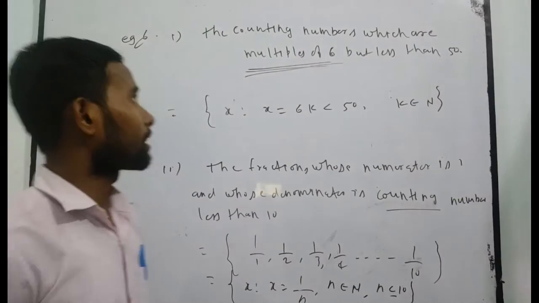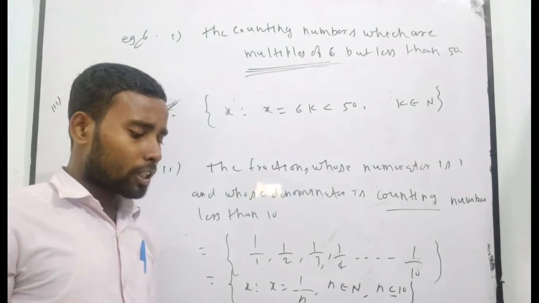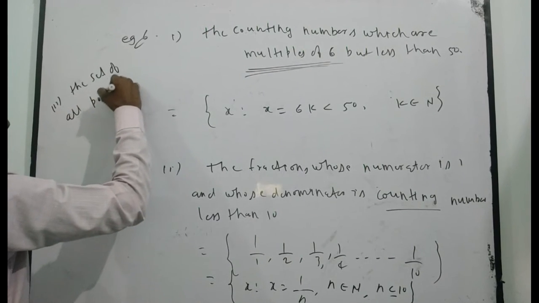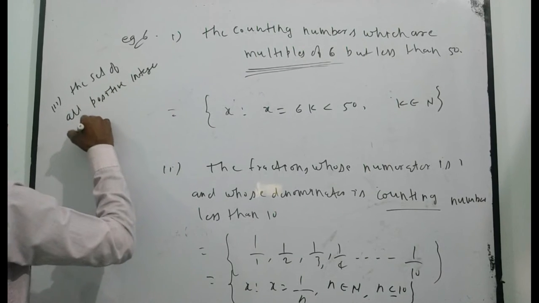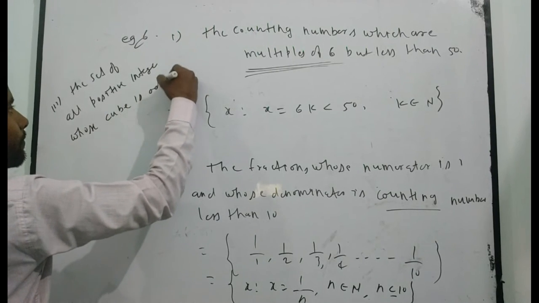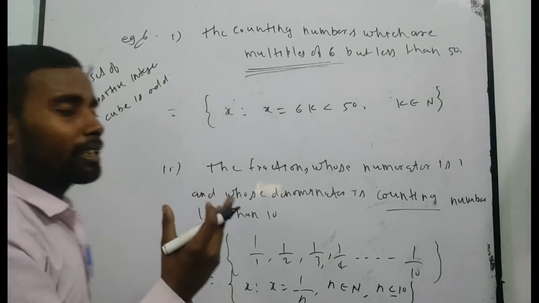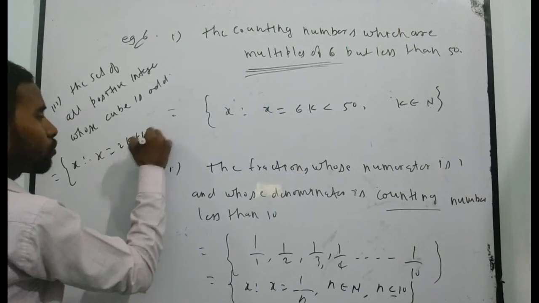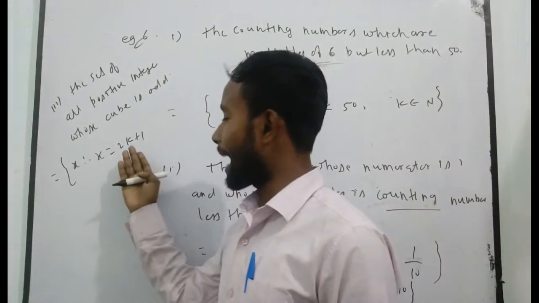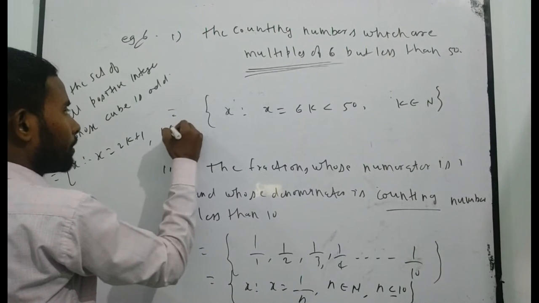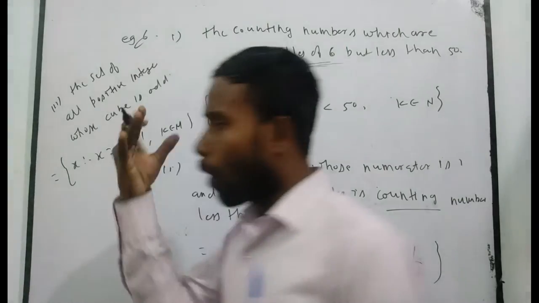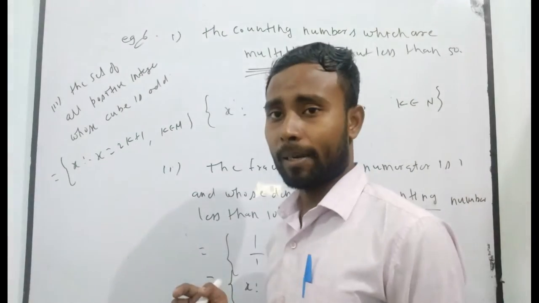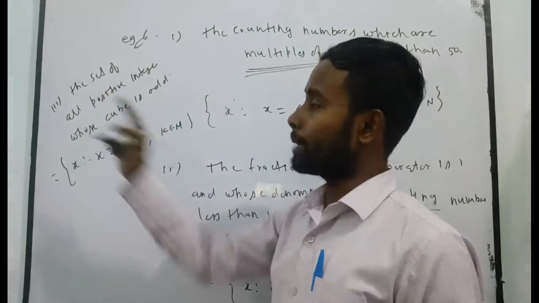Now, I want to take the next example for you, the third. The set of all positive integers whose cube is odd. It is also very easy. It says suppose that the number is x, whose cube is an odd number. Definitely, that number can be expressed as 2k plus 1. Odd numbers are those numbers which can be expressed as 2k plus 1, where k belongs to natural number. So the set of all positive integers whose cube is odd will be x, such that x is equal to 2k plus 1, where k belongs to natural number. This is all those numbers where x is a cube of a positive integer.